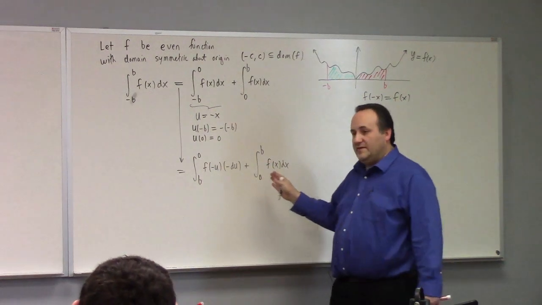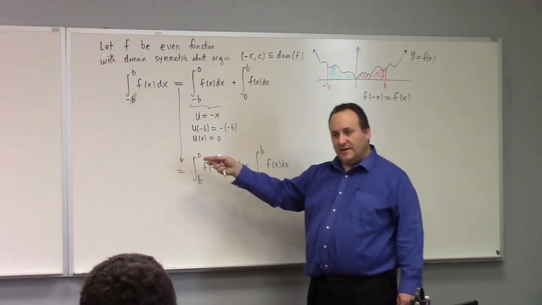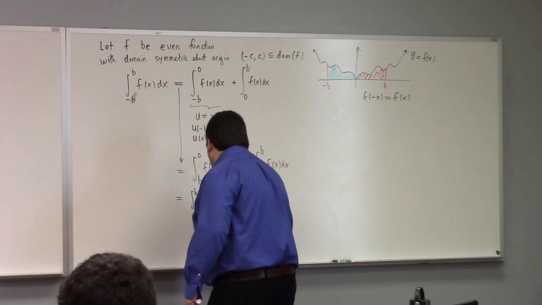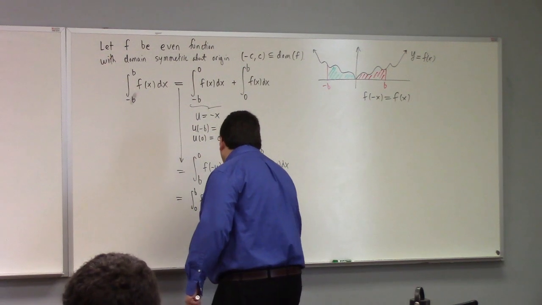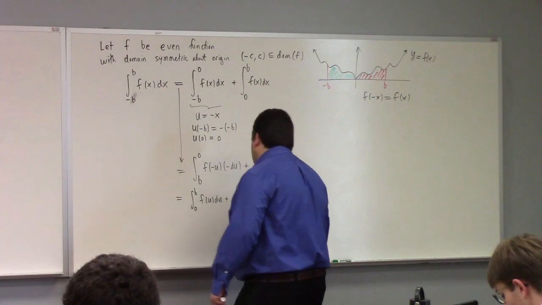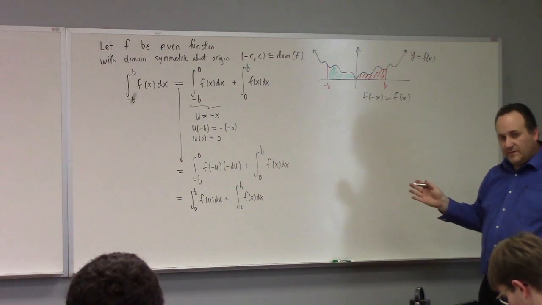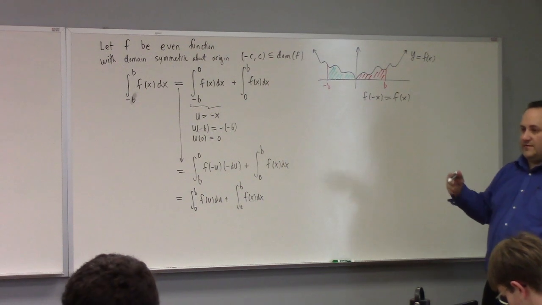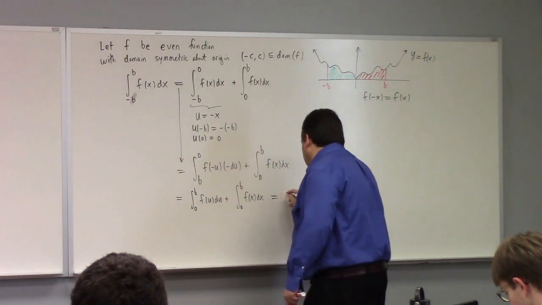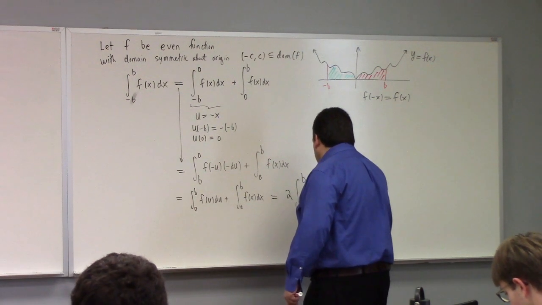So pull that minus out here and flip the bounds, right? When we flip the bounds, it gets us a minus. So this is literally equal to the integral from 0 to b of f of u du, plus the integral from 0 to b of f of x dx. But these are exactly the same quantity. Whether I use u for the integration variable or I use x, either way it's a quote-unquote dummy variable of integration. So in short, I get 2 times the integral from 0 to b of f of x dx, right?